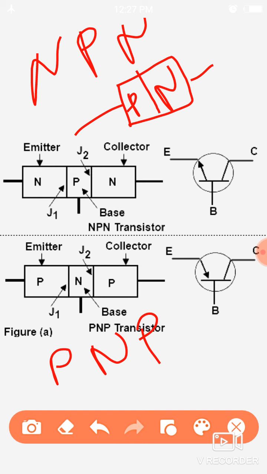elements of the third column in the periodic table, like boron, beryllium, aluminum, gallium and indium. This will give the P type semiconductor.